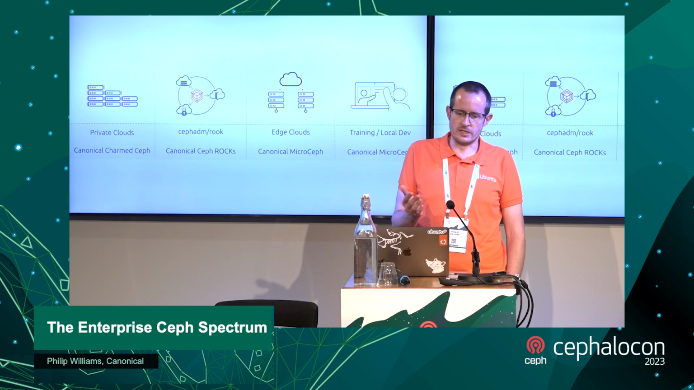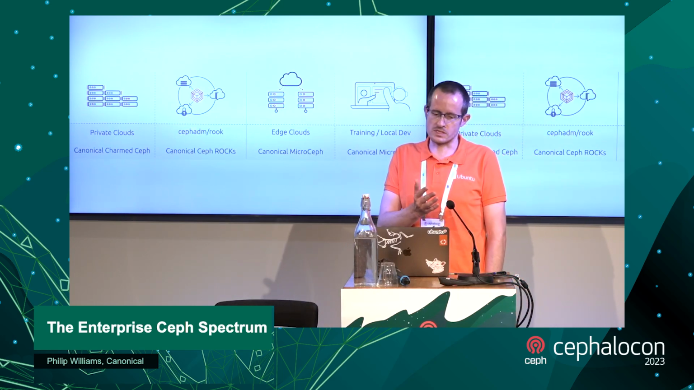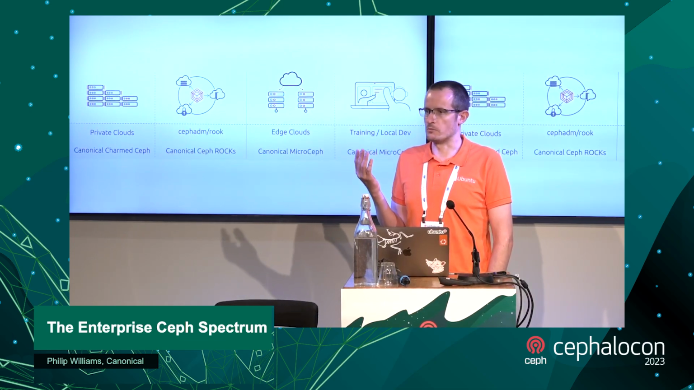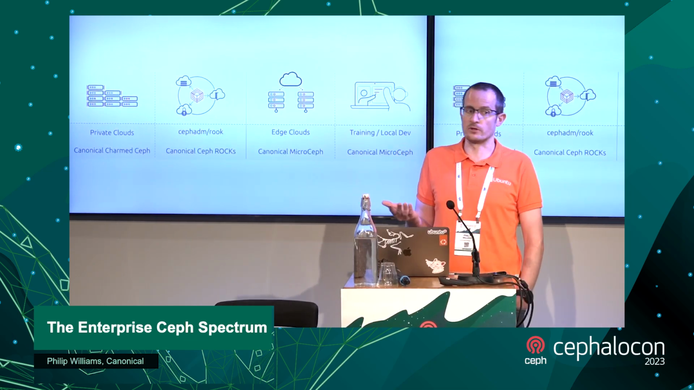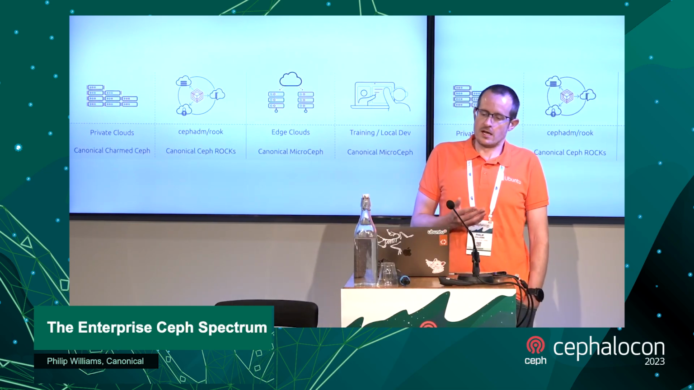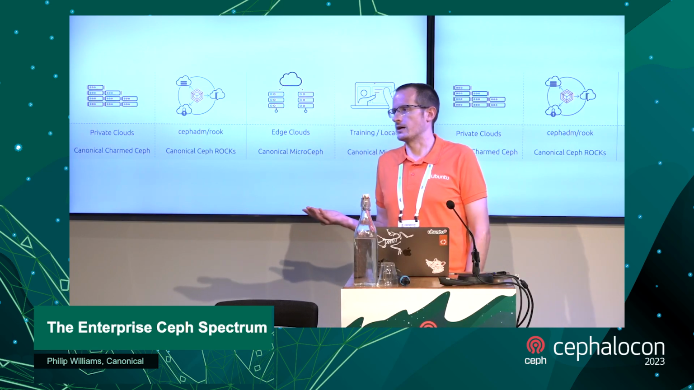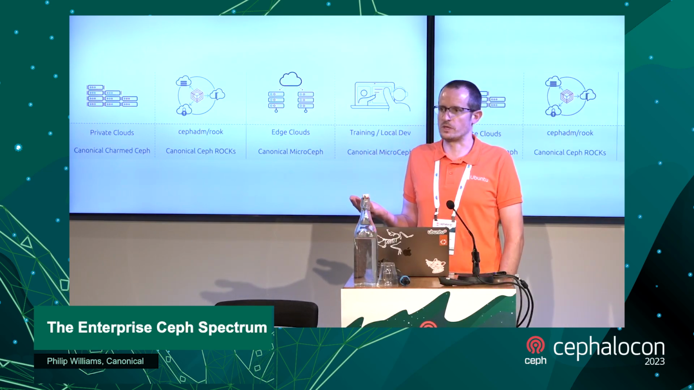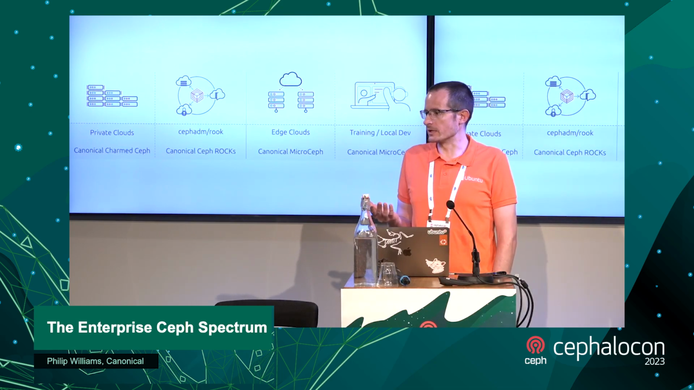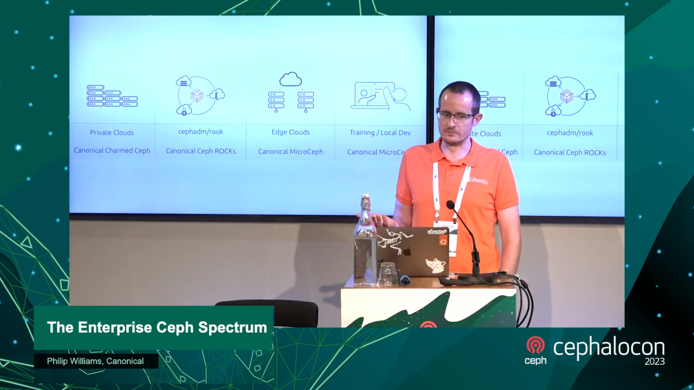So over on the left here, we have what I think of as our real infrastructure side of things. That's Canonical Charm Ceph, which is MAAS and Juju and Charms to deploy a huge data center scale Ceph configuration. As we move through the spectrum, we move into this world of rocks, which is our name for OCI images. So if we come across people who have spent a lot of time building tooling around things like Ceph ADM or Ceph Ansible or any of the many ways of deploying Ceph.